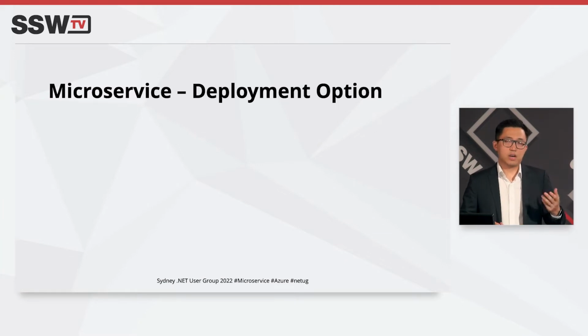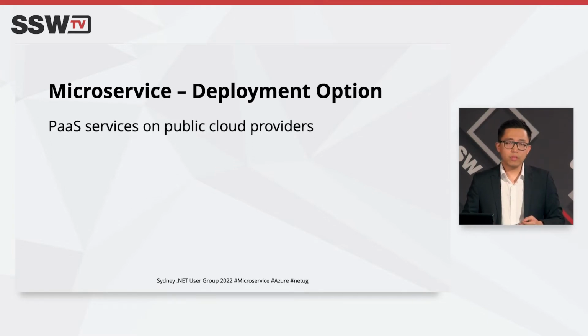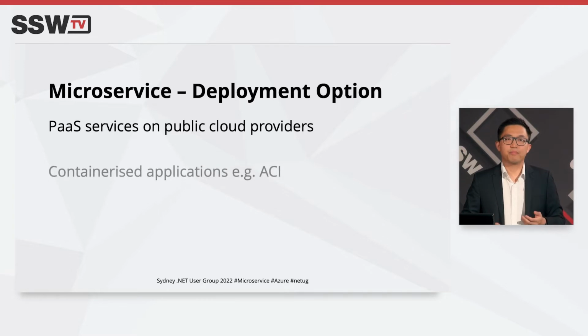Now we've understood the key components. Let's look at a few of the deployment options. First of all, as a Monolith solution or Monolith architecture, we can leverage any platform as a service on public cloud providers. On Azure, we have a web app running on containers, Azure Function, etc.